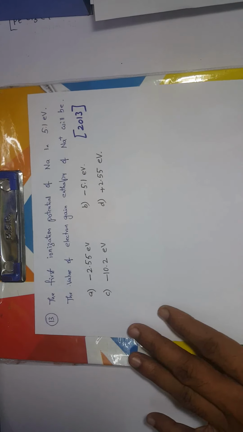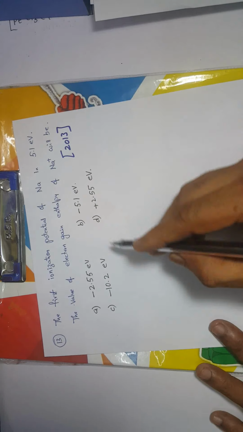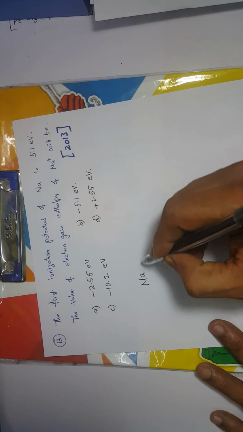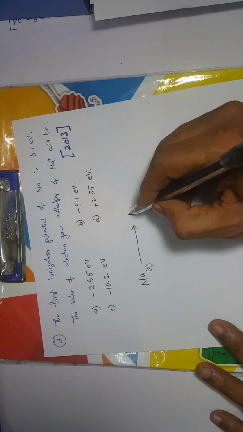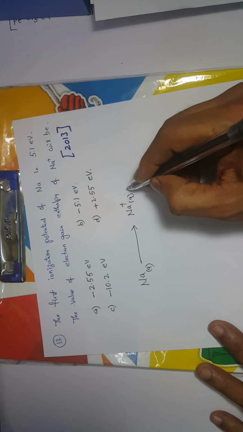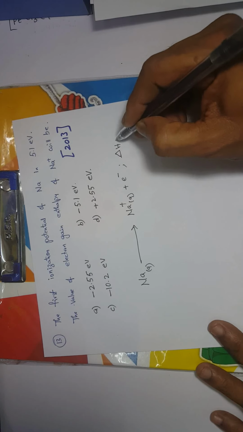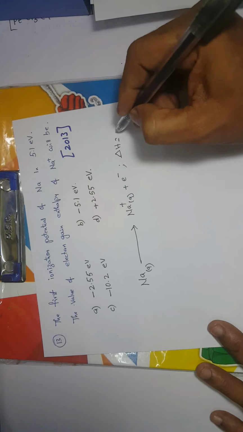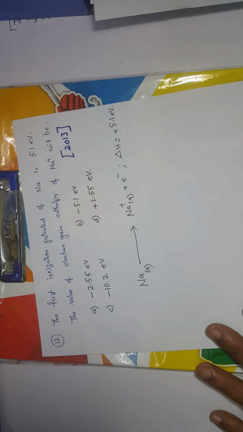Then the next one, the first ionization potential of sodium. What is the meaning of ionization potential? When sodium is in gaseous state, a neutral atom, if it loses one electron, it forms Na plus and e minus. So it is delta H, ionization energy, and what they have given is plus 5.1 electron volts. So that is the ionization energy they have given.